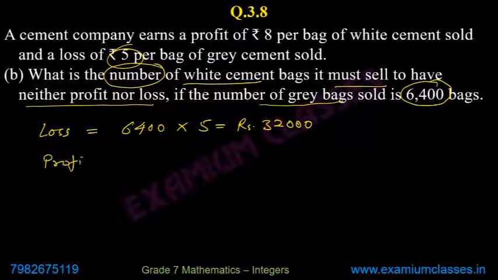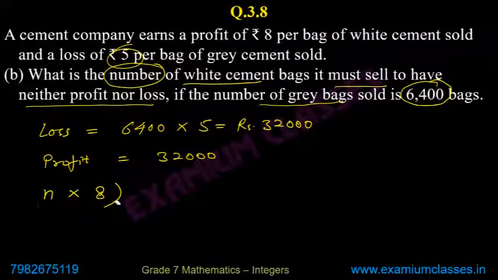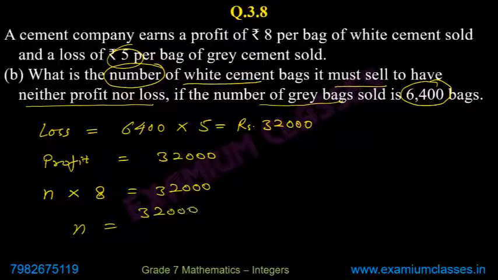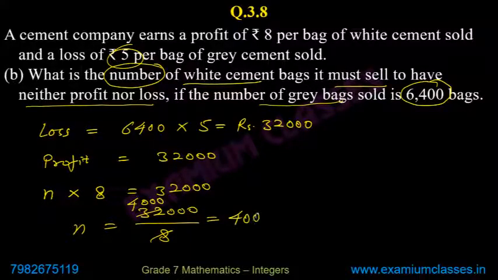Profit must be equal to rupees 32,000. And what is profit? Profit is number of bags, say n, multiplied by profit per bag. That is the total profit. So number of bags will be 32,000 divided by 8. 8 fours are 32. 4,000 bags.